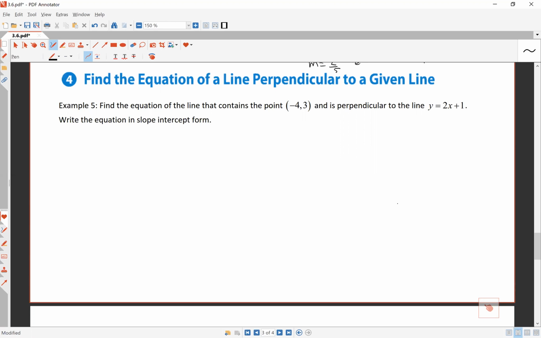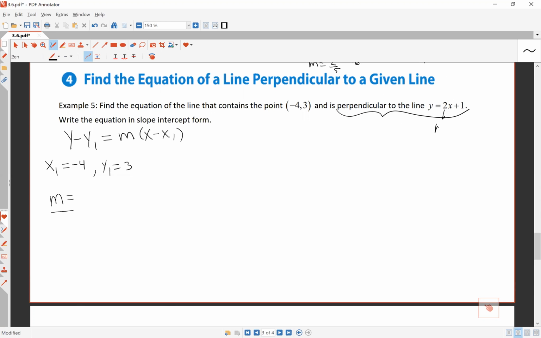When we are asked to find the equation of the line, we appeal to the point-slope form for the equation of a line. We have our point, x1 equal to -4 and y1 equal to 3. We need our slope. It says that it is to be perpendicular to this line, and so we need to know the slope of this line because the line that we're going to make has to have a slope that's the negative reciprocal of the slope of this line.